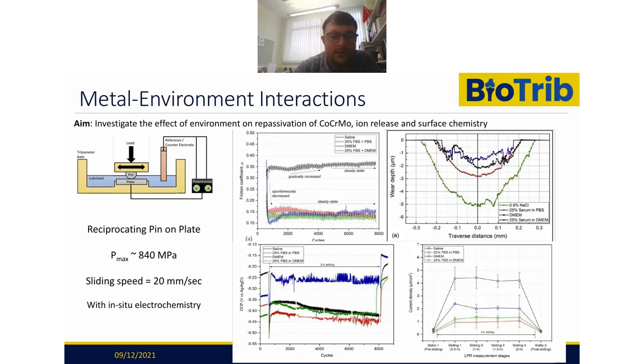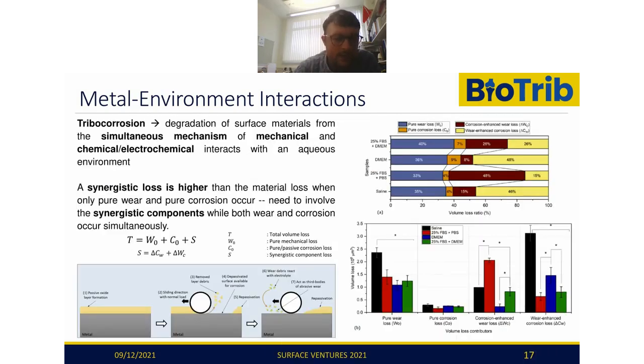So for instance, here we can see that DMEM gives us relatively low friction. DMEM is a cell culture media, mainly like PBS with amino acids. We see a very different response in OCP. The wear tends to be a lot lower, but we still see one of the highest corrosion rates. And what that suggests is that we have this variation in these tribocorrosion degradation mechanisms where we can quite easily manipulate the mass loss mechanisms.